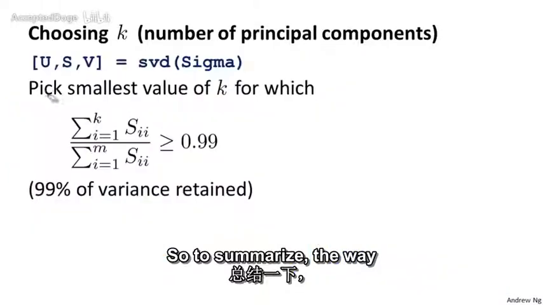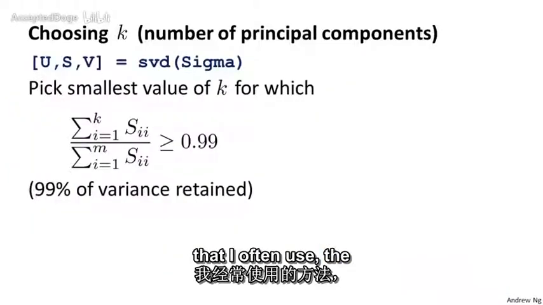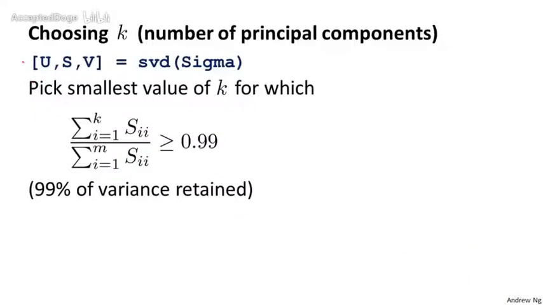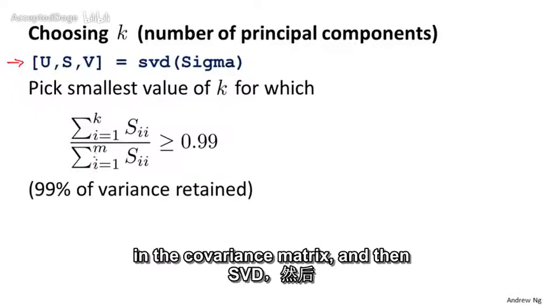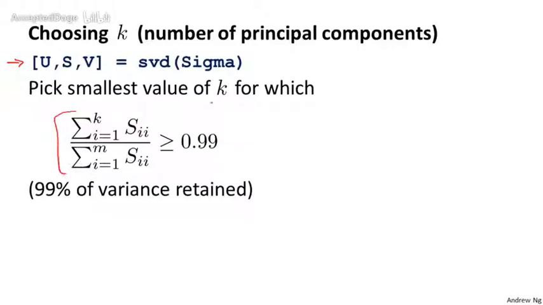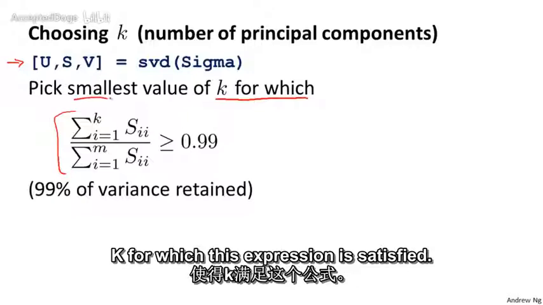So to summarize, the way that I often choose k when I'm using PCA for compression is I call SVD once on the covariance matrix, and then I use this formula and pick the smallest value of k for which this expression is satisfied.